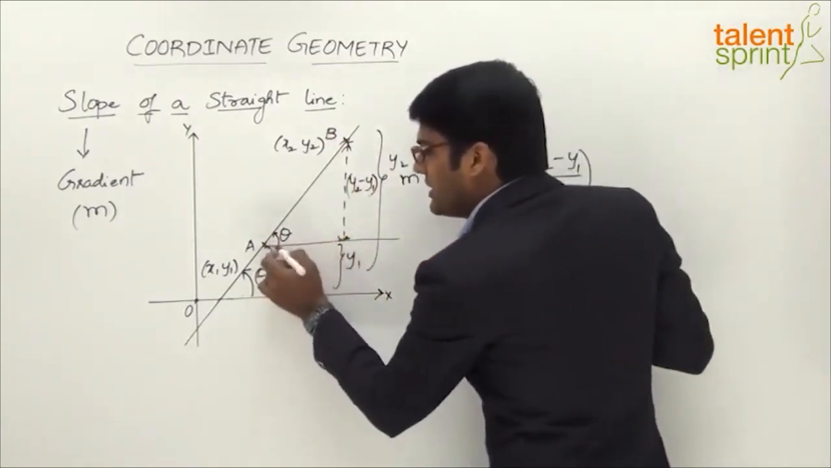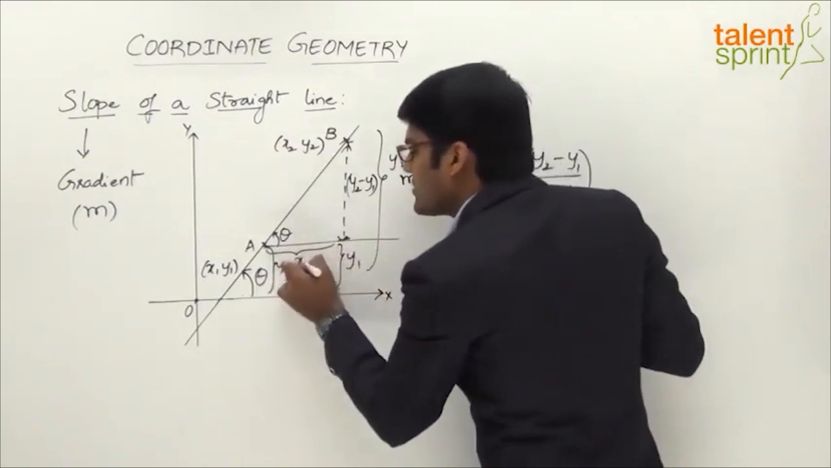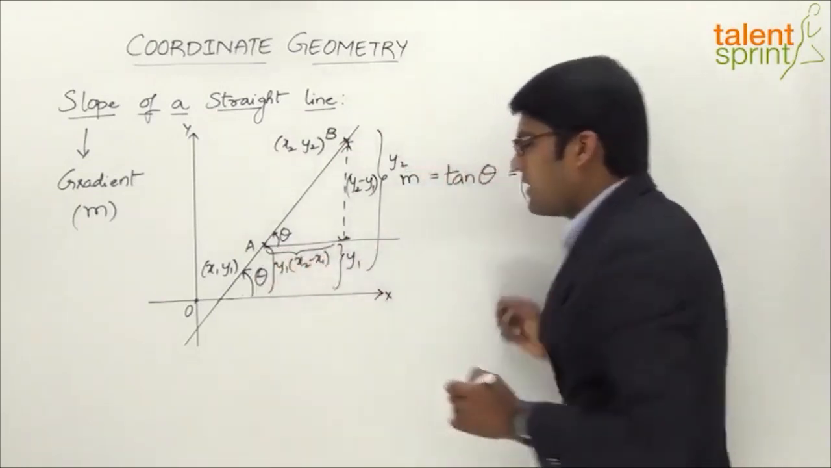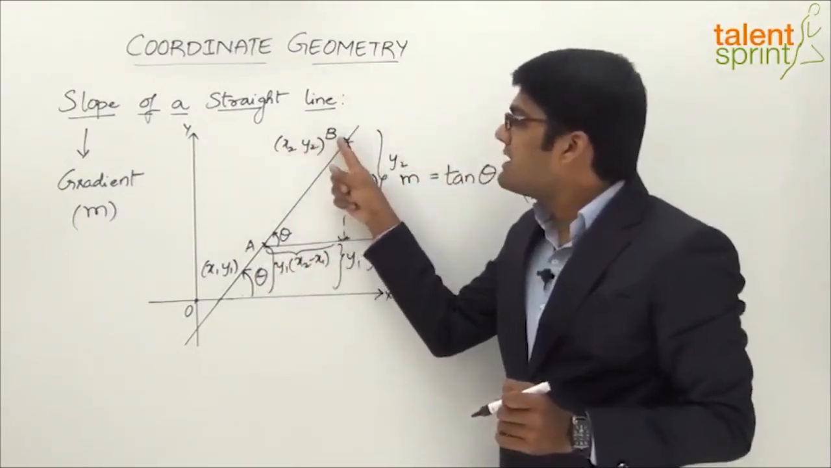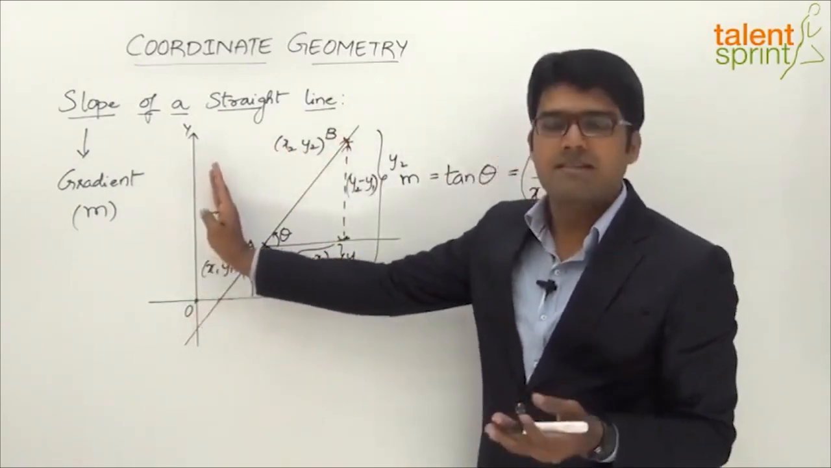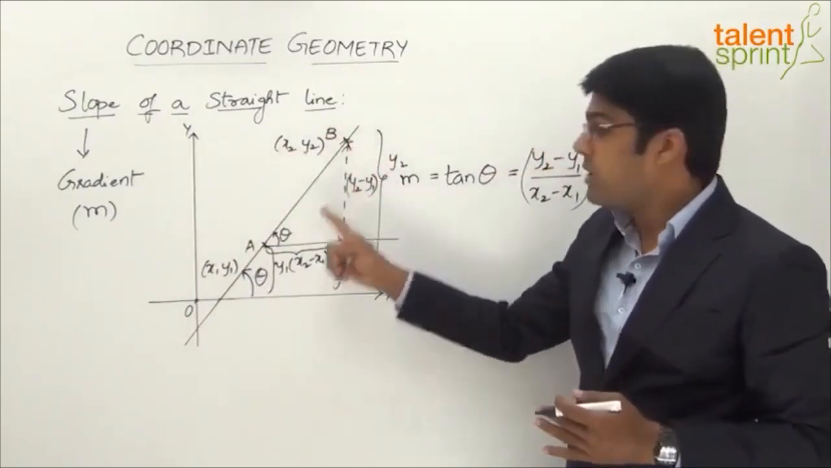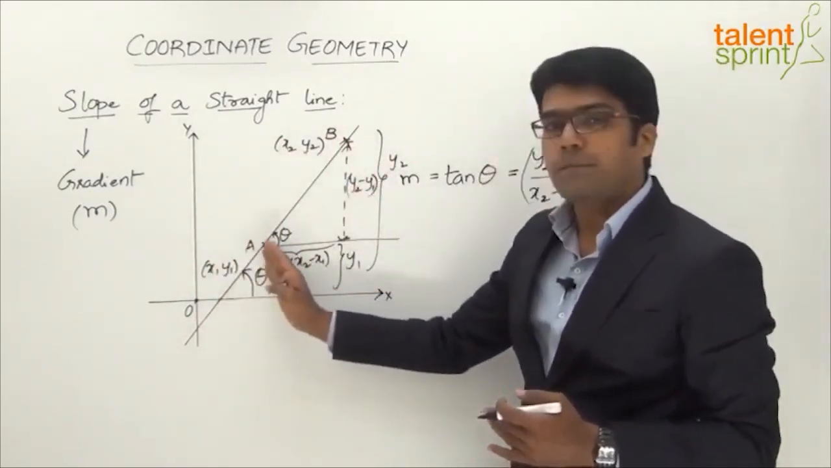Likewise, this portion here, that is the horizontal distance, can be taken as x2 minus x1. Are you able to follow? Because the horizontal distance of point B is x2 from the y-axis. Horizontal distance is the distance from the y-axis. So from the y-axis, the point B is at a distance of x2 and the point A is at a distance of x1.